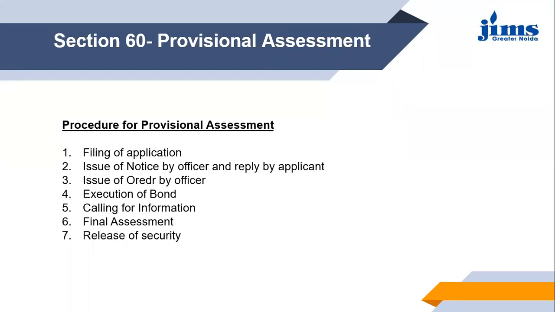Then comes further calling for information. Calling for information means if any further information is required, then you need to furnish that information under ASMT 06 form, which is in reference to the final assessment of the taxes. If the proper officer requires any further document for the calculation of the final tax amount, then the taxpayer is obliged to submit those documents to the proper officer, so that the final tax amount can be finalized.